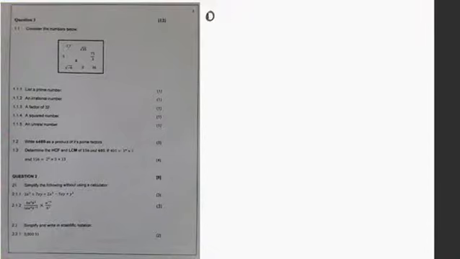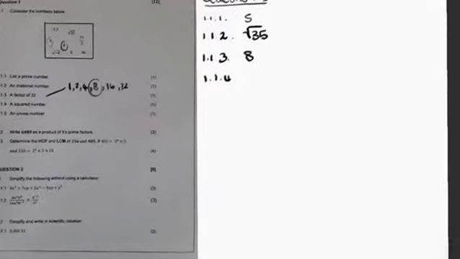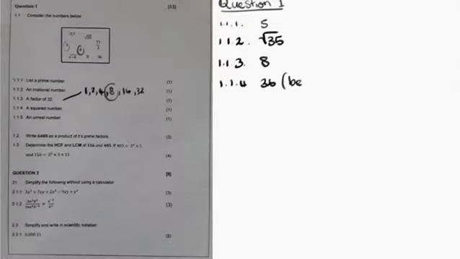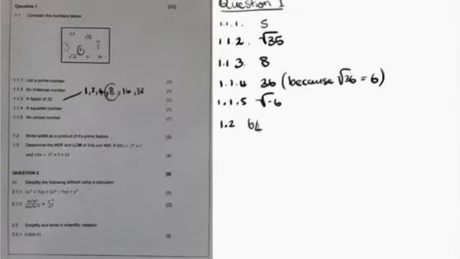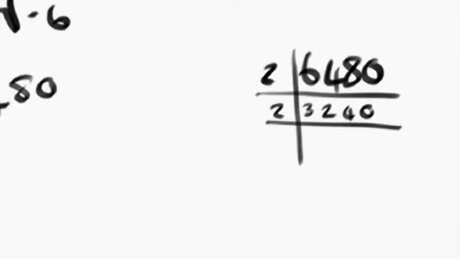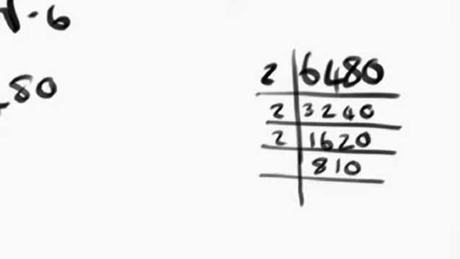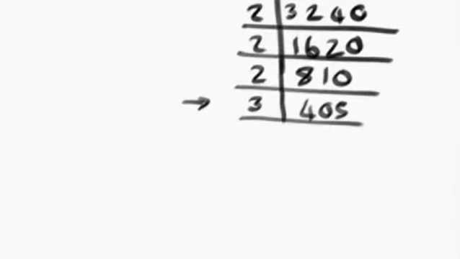Alright, so looking at question number 1, they say consider the numbers below, and they ask us the first question to list a prime number. The prime number in that box is 5. The next question is an irrational number, that would be the square root of 35 because the decimals go on, and a factor of 32 would be 8, and a square number would be 36 because the square root of 36 is equal to 6.